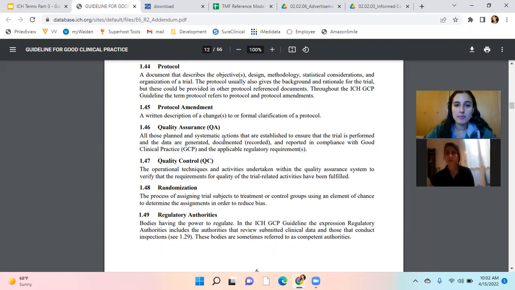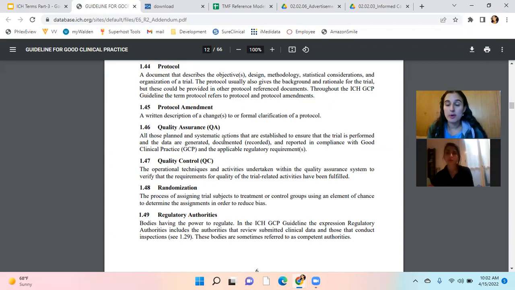Okay, so we have QA and QC. Those are common terms within clinical research. QA is quality assurance, and then QC. I'm curious to see what the ICH, which is an international regulatory committee, says, and the difference between what they see as quality assurance and quality control.